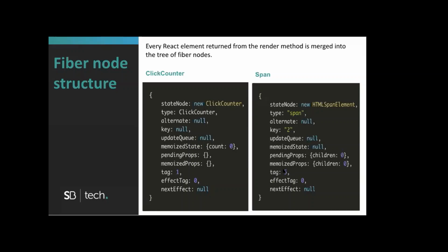This tag will be utilized by Fiber nodes. This is used to determine what has changed, and basically this is mainly used for assigning a priority, which I'll explain in the upcoming slides.